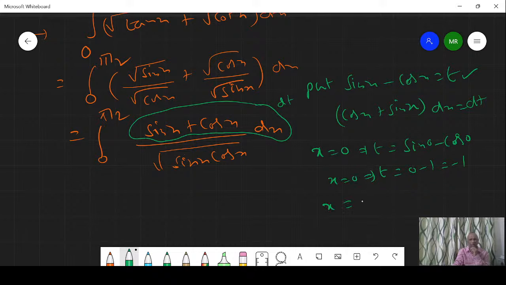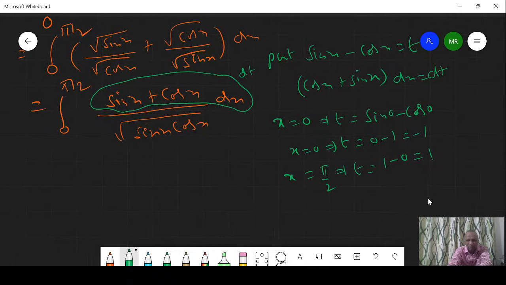Similarly, when x equals pi by 2, t equals sin pi by 2 minus cos pi by 2, which is 1 minus 0, so 1. The limits convert to minus 1 to 1. I have done the limits, minus 1 to 1.